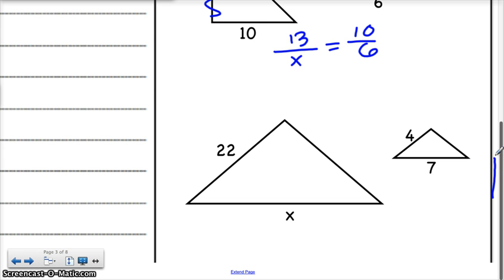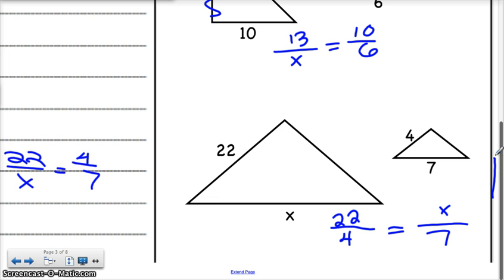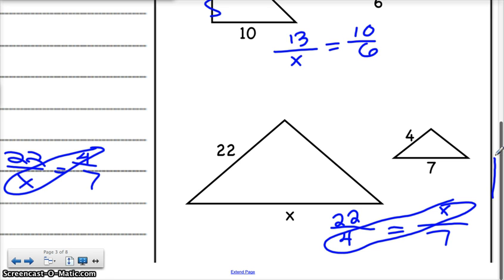What do you want to start out with? 22. 22 is to what? 4. As X is 7. X is to 7. Now I just want to show you that you could also say big side is to big side as small side is to small side. You could do 22 is to X as 4 is to 7. You could do that too. It'll all come up with the same cross product. Notice here, it would be 4X equals 7 times 22.